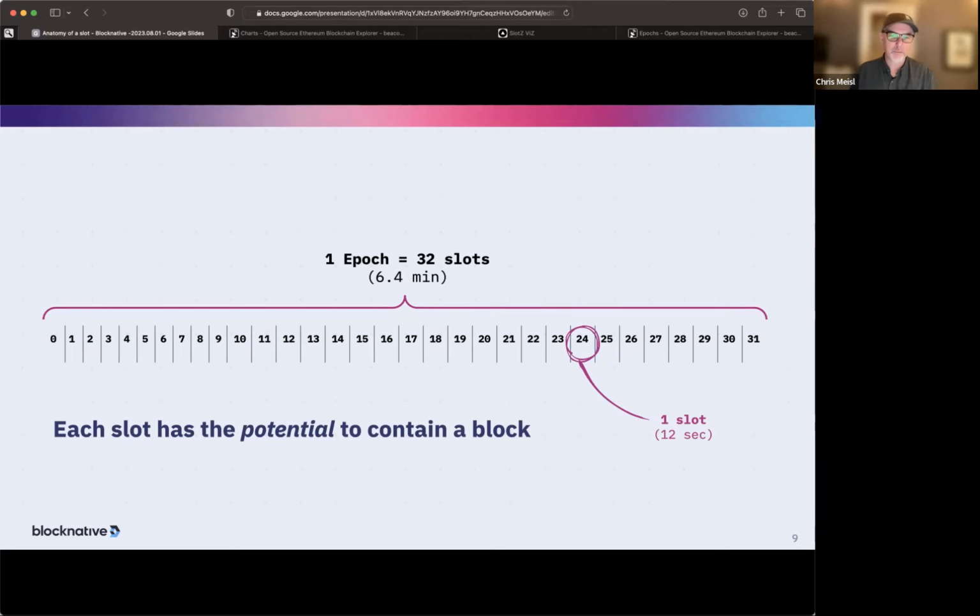It doesn't mean that every slot contains a block, but it can. Most slots contain a block, but it's not required. So there's this concept of a missed slot that is basically empty. That can happen. And then you roll up 32 slots into an epoch. An epoch is 32 times 12 seconds, so 6.4 minutes. And those are the basic units used by the system to determine the level of finality of transactions.